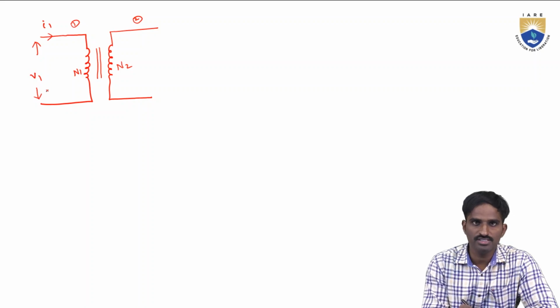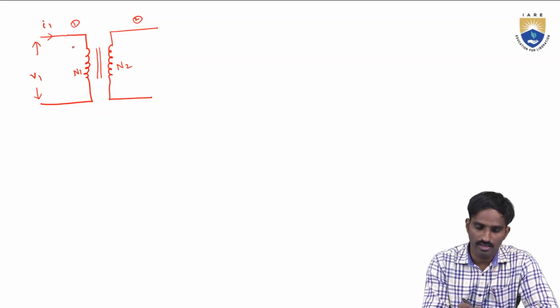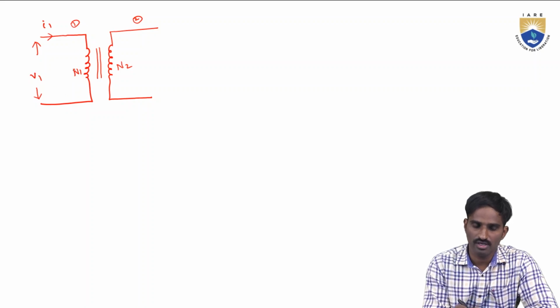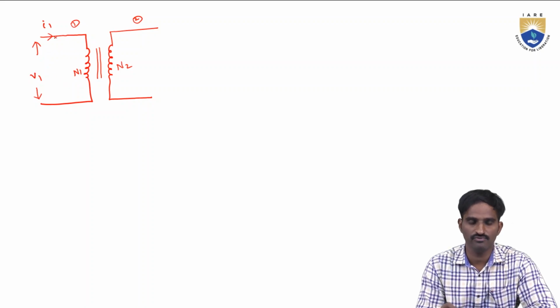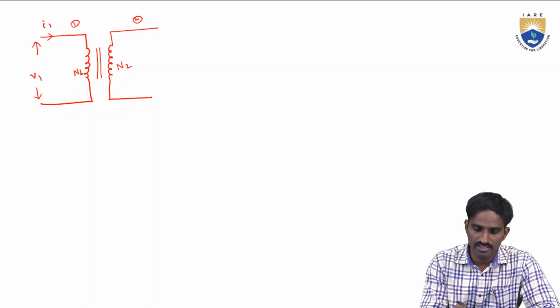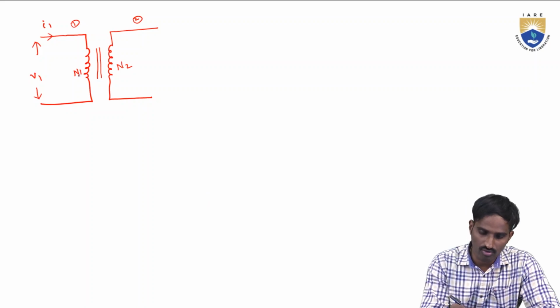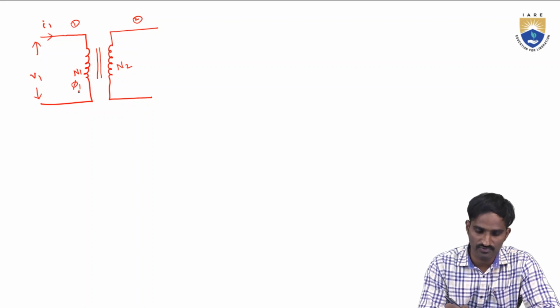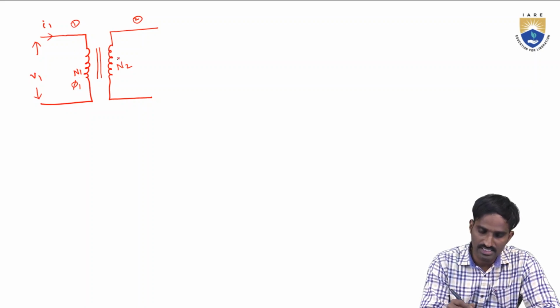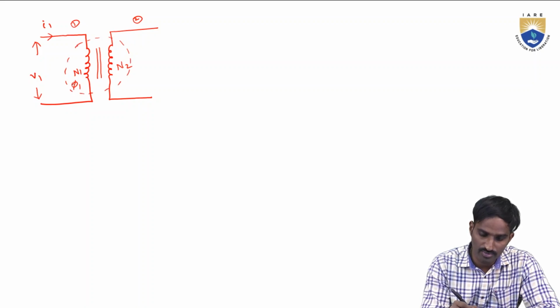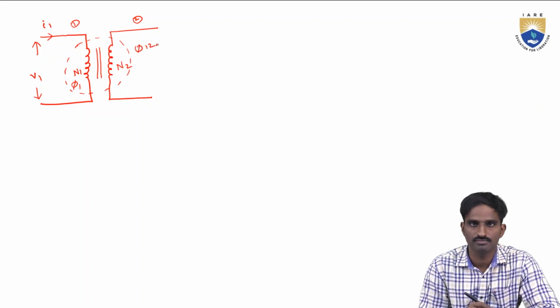Because of the voltage applied across coil 1, an EMF is induced, and a change in flux is produced by the current flowing through the primary coil. This flux links with the secondary coil. Let us consider the flux produced in the primary coil is phi1. The same flux links with the secondary coil. Let us consider the flux linkage with the secondary coil due to the flux produced by the primary coil as phi12.